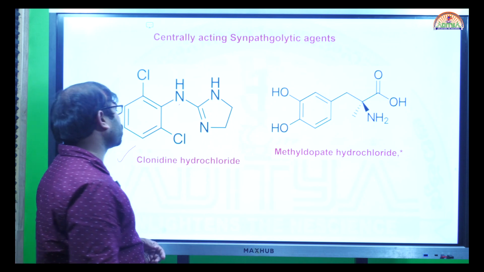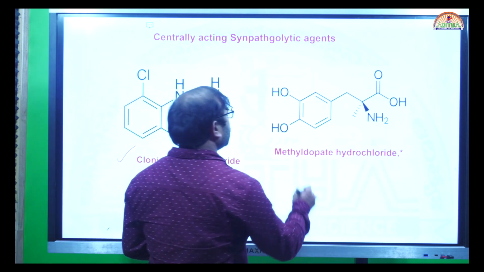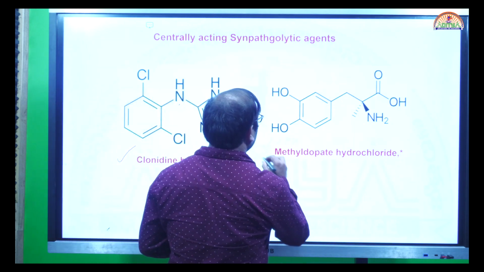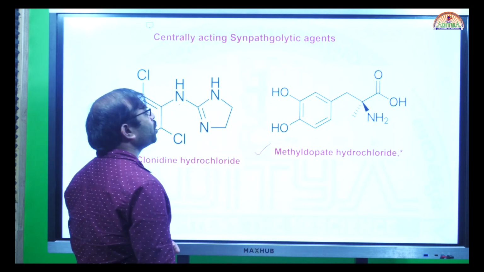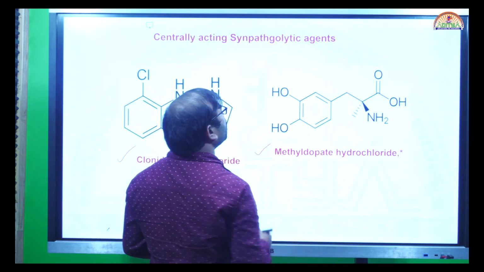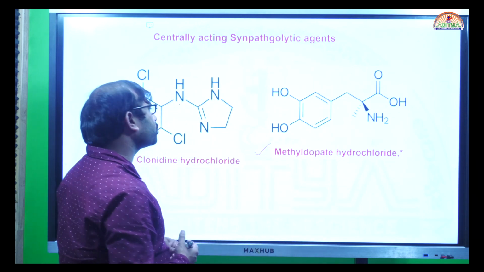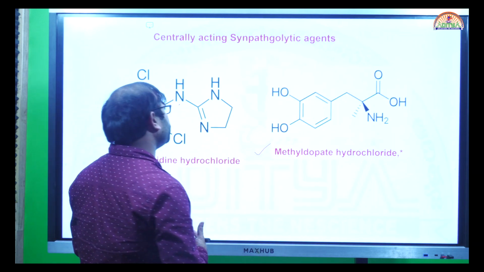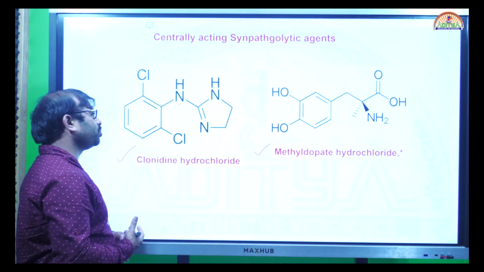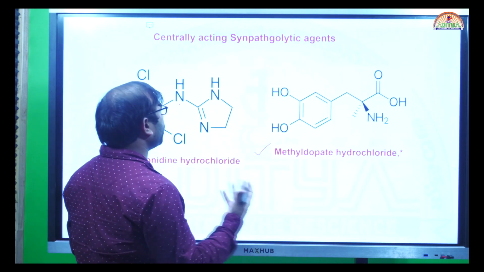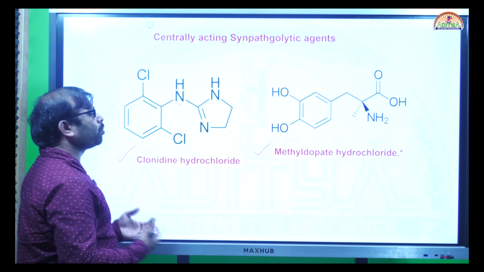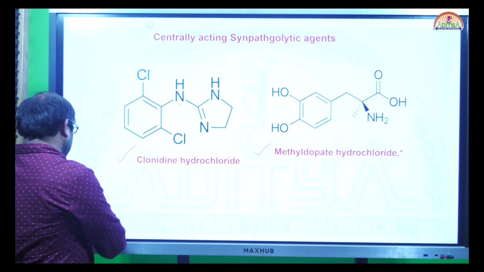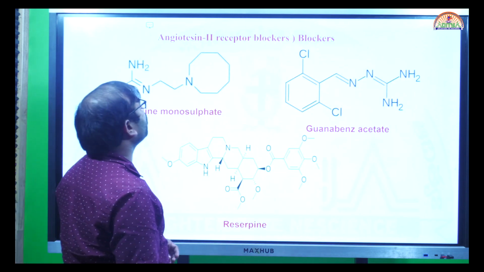Another is methyldopa hydrochloride. Here there is methyldopa, an important molecule derived from a very famous amino acid, an aromatic amino acid derivative, called methyldopa hydrochloride.